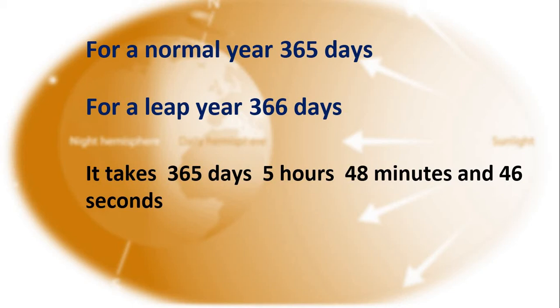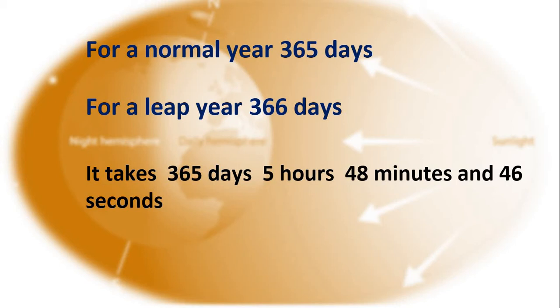That means we have neglected almost a quarter of a day. A quarter of a day means 6 hours, because we have 24 hours per day. So 6 hours means a quarter of a day. That means for a year we neglect a quarter of a day. For 2 years we neglect half of a day. For 3 years we neglect almost 3/4 of a day, and for 4 years we neglect almost 1 day.